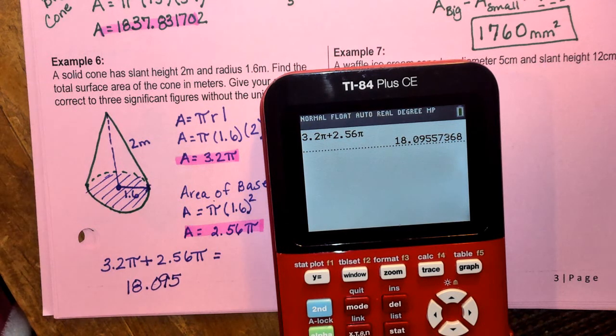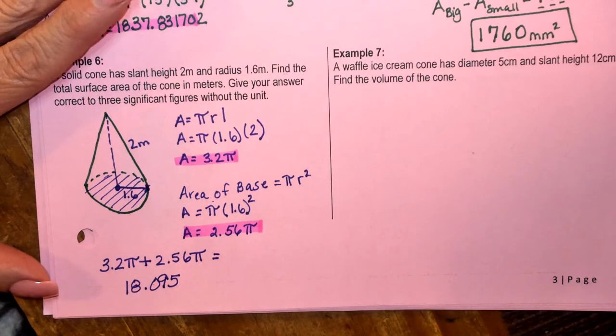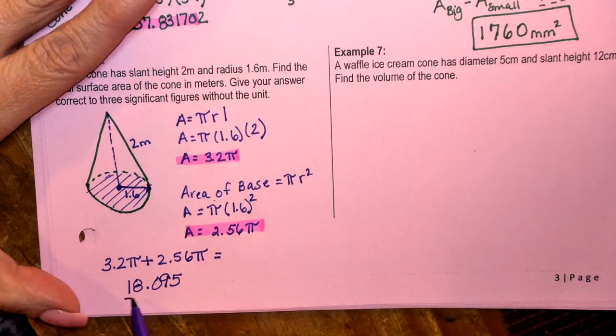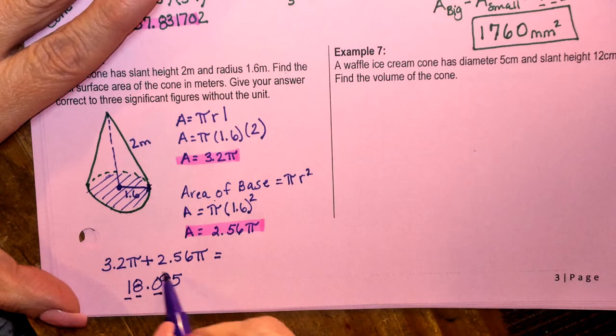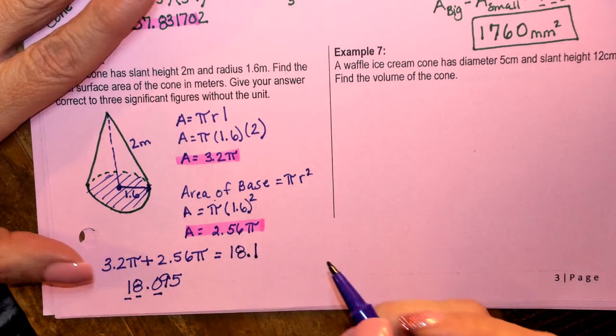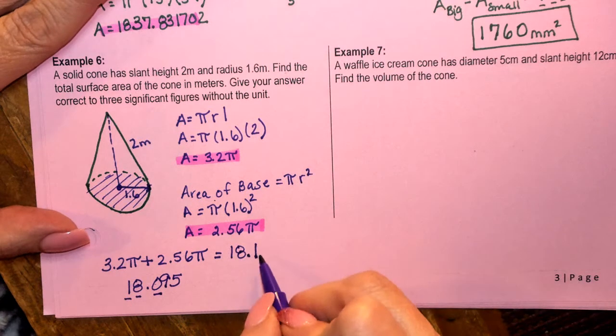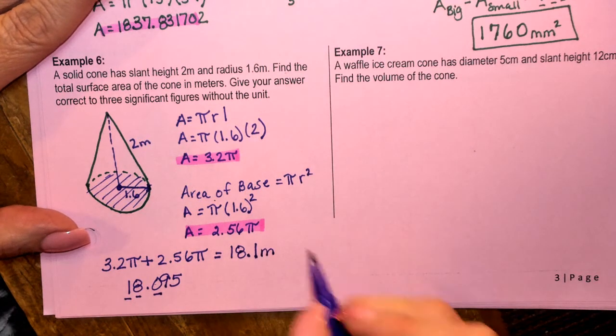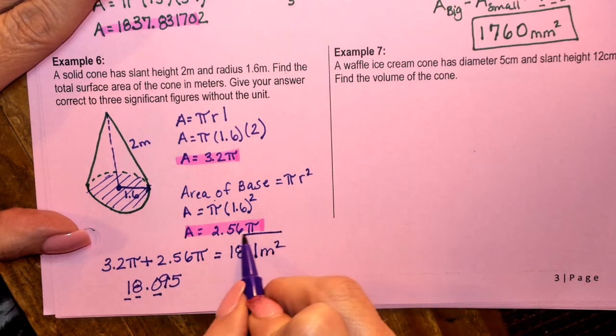It wants me to give my answer to 3 sig figs. So 3 is going to be 1, 2, 3. So the 9 will round the 0. So it's going to be 18.1. And the units are meters. And I'm doing the surface area, so this will be meters squared.